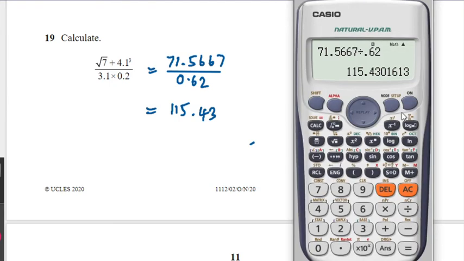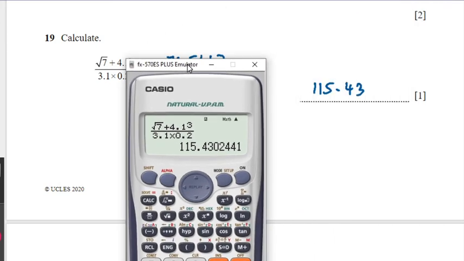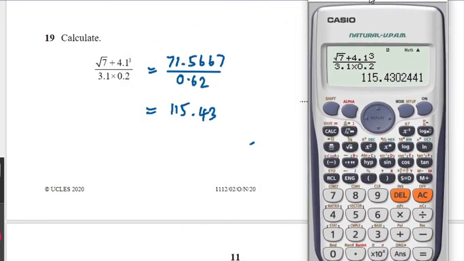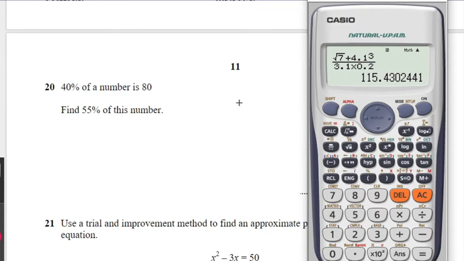Or maybe we can just press again. Square root 17, 4.1, sorry, plus 4.1 cube, over 3.1 times 0.2. Let's see, 115.43. Yep, 115.43. Okay, move on.